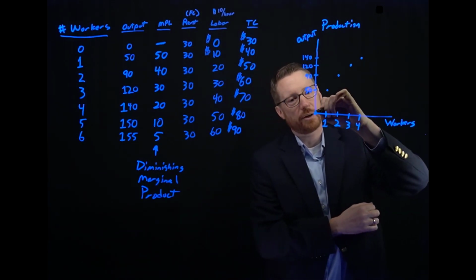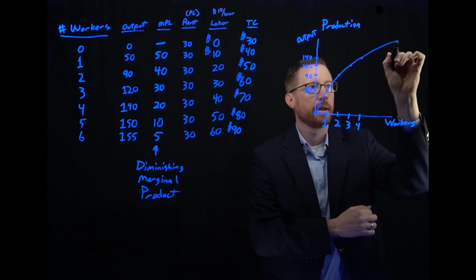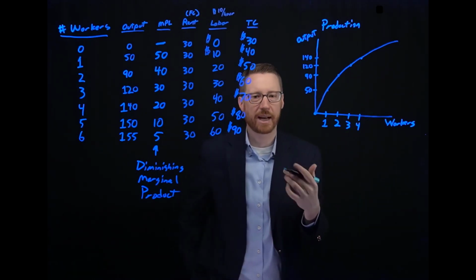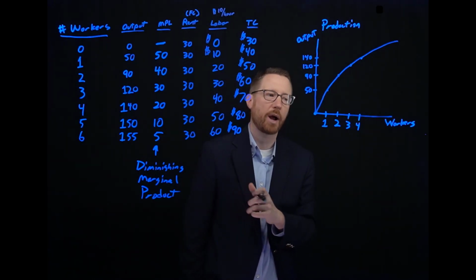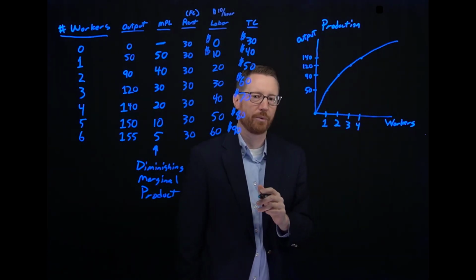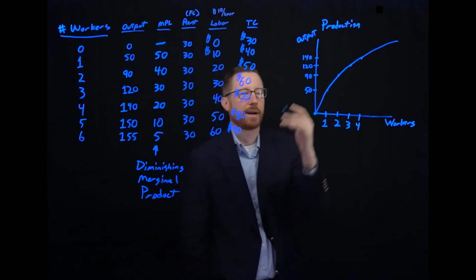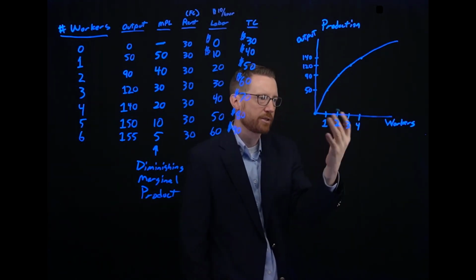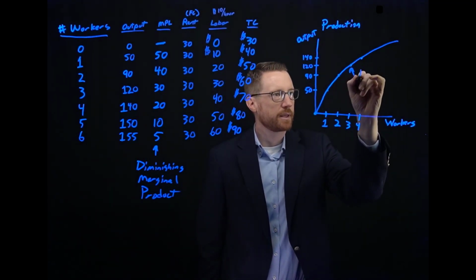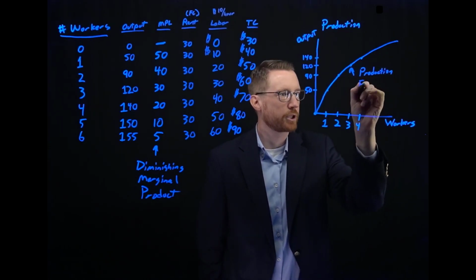So what does this production function look like, or this curve look like? It's flattening off, right? It's flattening off. That's this idea of diminishing marginal product. The more workers we have, the less additional output we get. So this thing flattens off as it goes. All right, so that's looking at production. This is sometimes referred to as a production function, right? What is this thing? This is the production function.